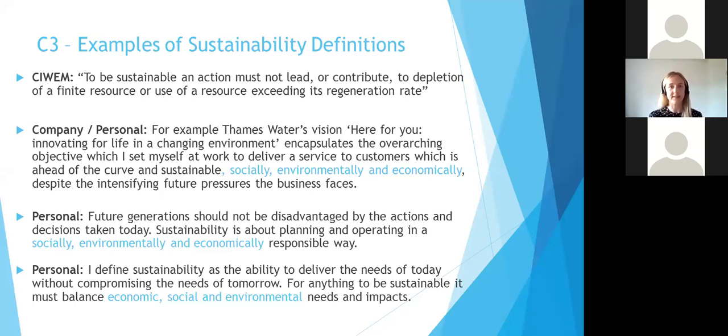That's quite a nice example where you've got the sustainability vision of the company, and then tying in how that meets their own ambition. Or you can keep it purely personal, or alongside the other two types of examples.